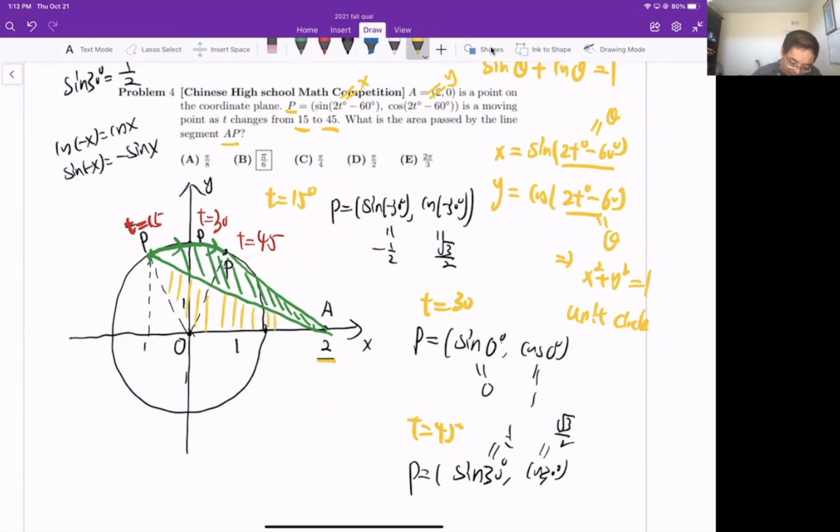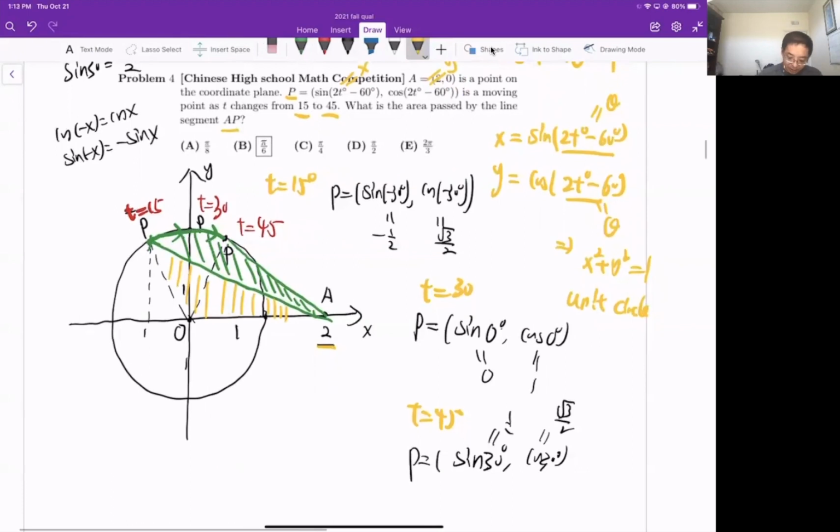So if we combine them together, what do we get? We basically just get this sector, right? So part of the sector plus another triangle, right? Plus another triangle.